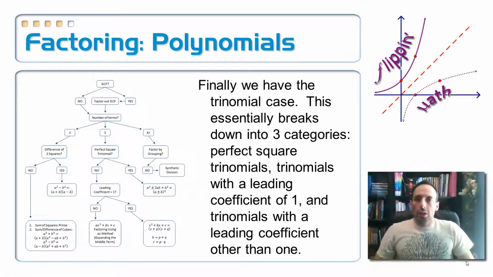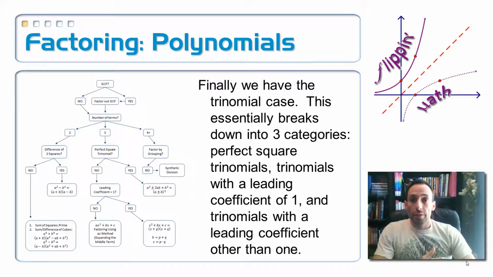So let's take our factoring flowchart back out. And remember, starting at the top, the first thing we're supposed to do is see if the thing has a GCF. If it does, factor it out. If it doesn't, we're going to move on to how many terms does the thing have?